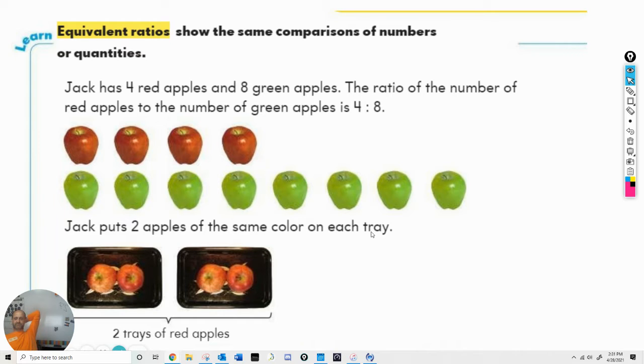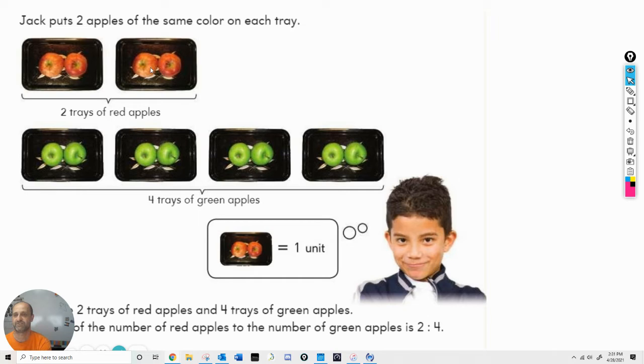Jack's got 4 red apples and 8 green ones. The ratio of red to green is 4 to 8. Now Jack's going to divide them up onto trays. He's got 2 trays of red and 4 trays of green, with a pair of apples in a tray being 1 unit. The number of reds to green is now 2 to 4. It was 4 to 8. Now it's 2 to 4. Those are equivalent ratios.